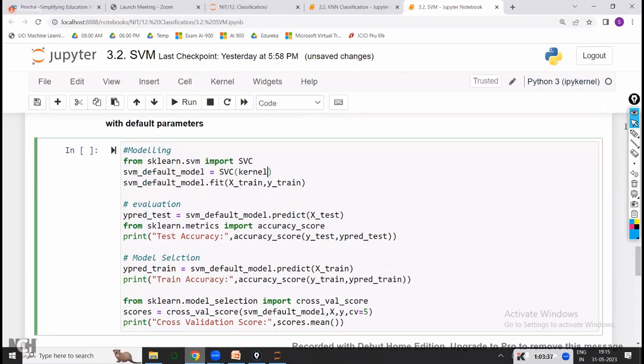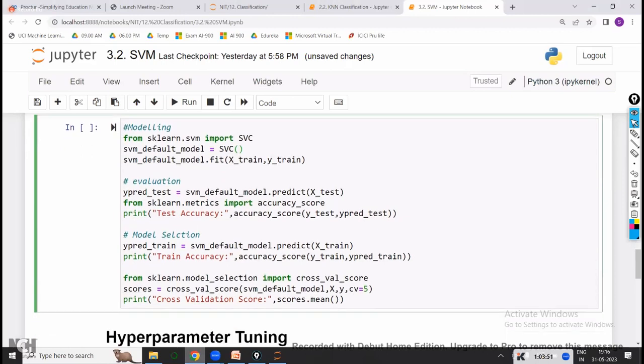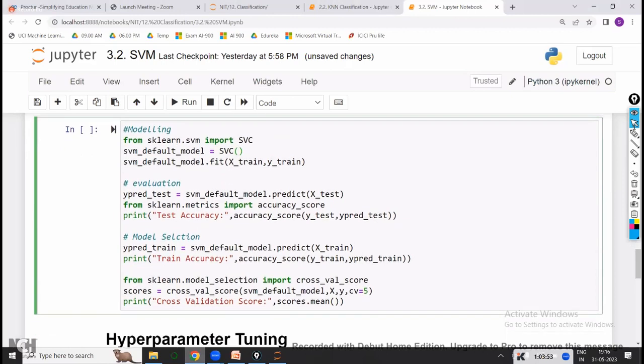If you don't write anything, automatically it will take linear by default. Kernel is equal to linear by default. So, default model. First, I'm going to try with the default parameters. Default parameters means I'm not going to change anything. And I'm going to do the modeling, evaluation, and model selection.